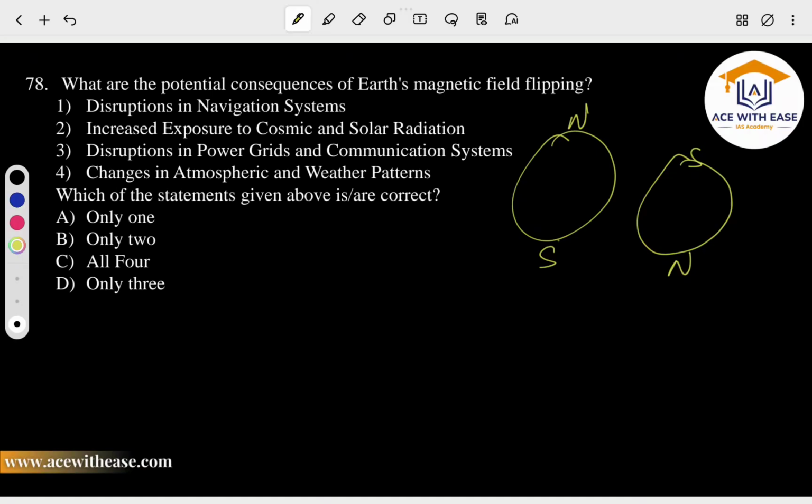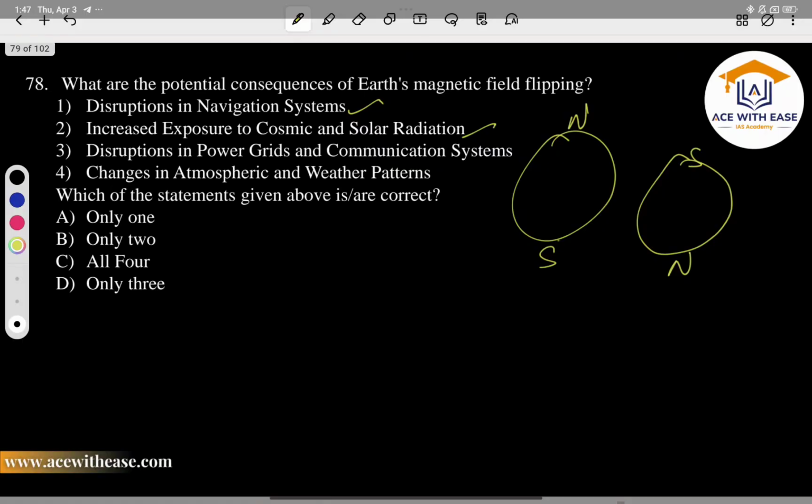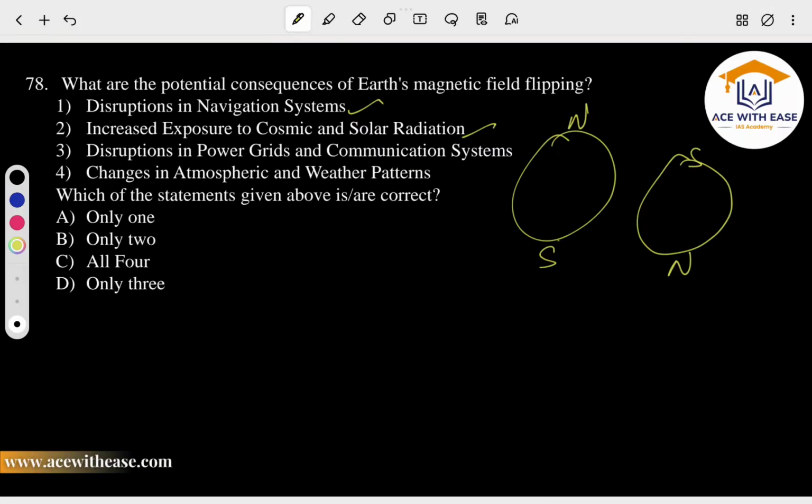First, we have the disruption of navigation systems. Yes. Once north and south become south and north, all the navigation systems will see a large amount of change. Increased exposure to solar radiation, yes, we will find. Disruption in the power grids and communication systems, yes. Changes in atmospheric and weather patterns, yes. All the statements are correct.